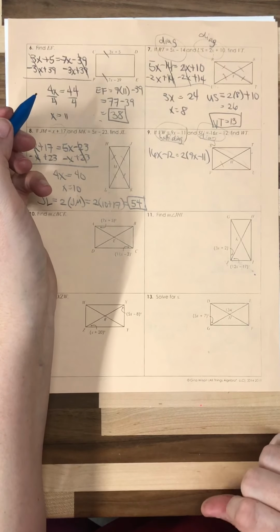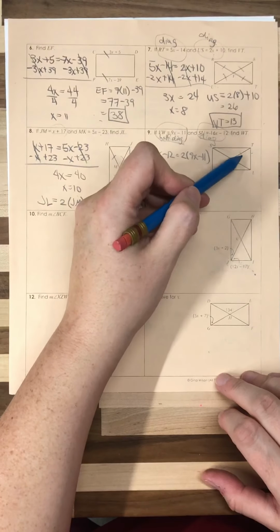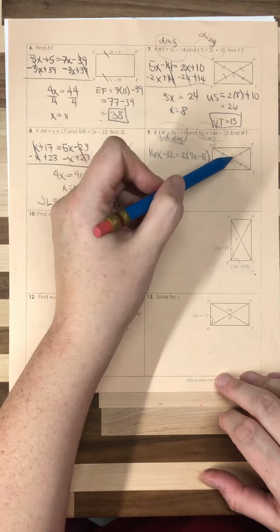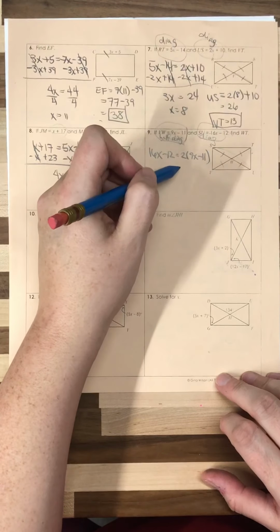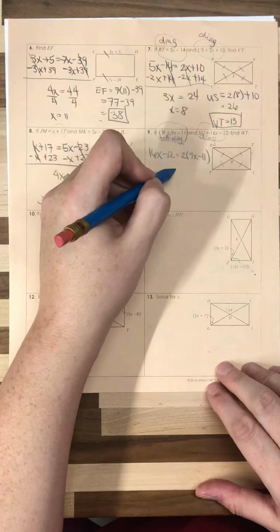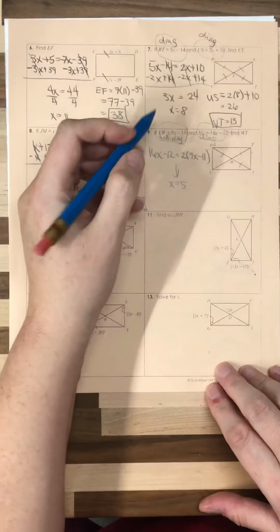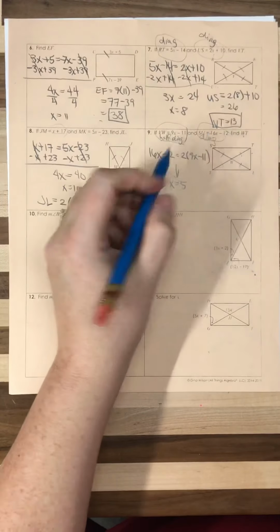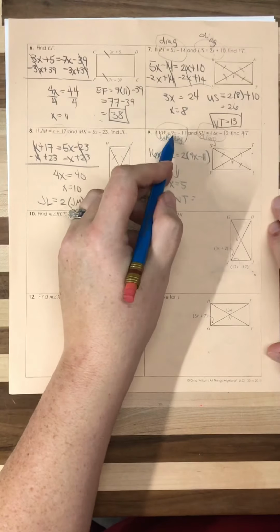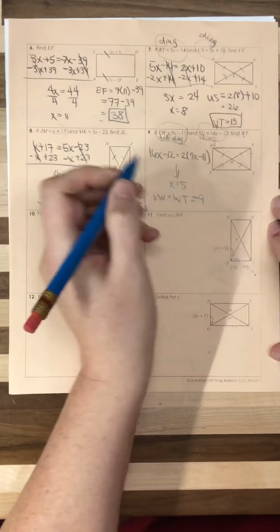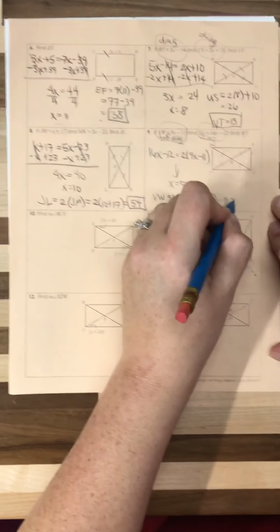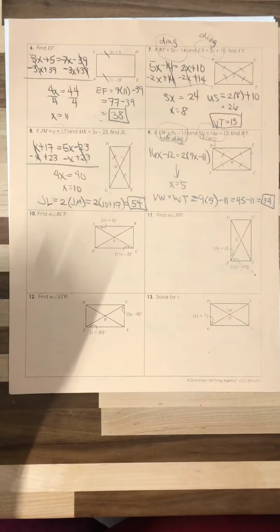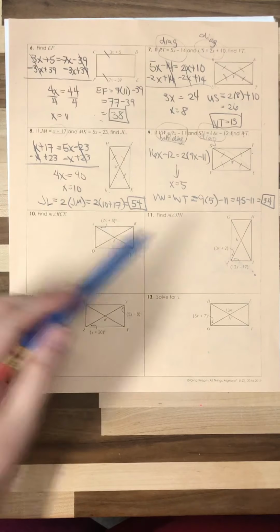All right. And guess what? WT is going to be the same thing as VW. So I'm just going to tell you x is 5. So VW has to equal the same thing as WT. So I'm just going to do 9 times 5 minus 11, that's 45 minus 11, which is 34. Okay, on to the angles.